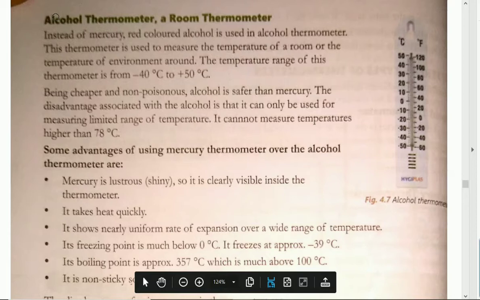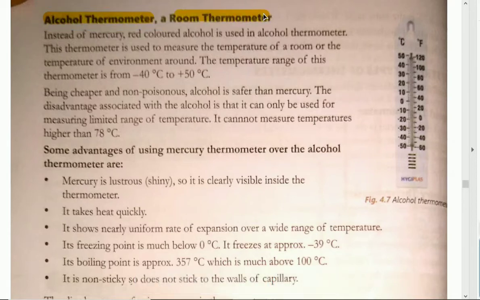Next one is the alcohol thermometer. The alcohol thermometer is also known as a room thermometer, as it is used to measure the room temperature. In an alcohol thermometer, instead of mercury, red colored alcohol is used. The temperature range of this thermometer is minus 40 to plus 50 degrees Celsius.